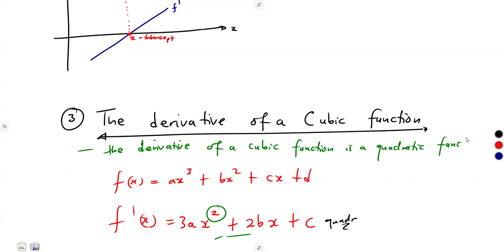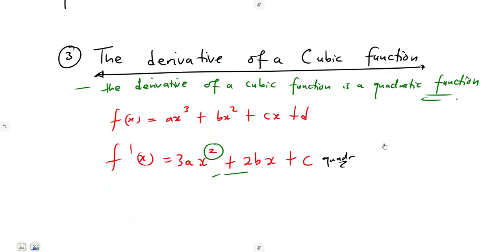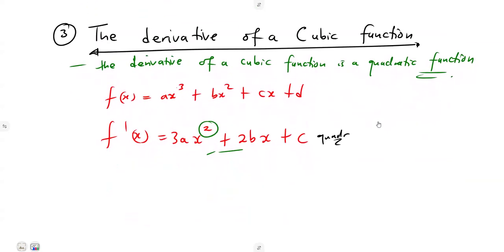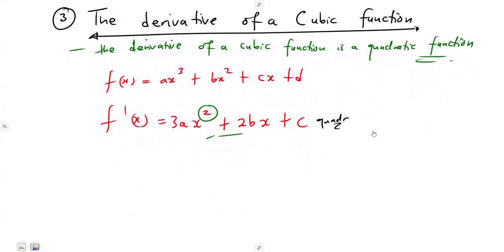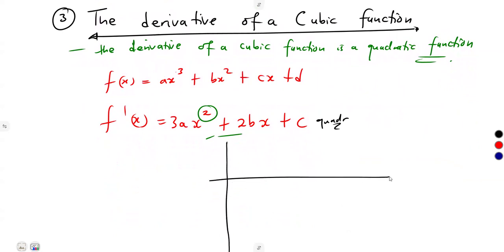Is a quadratic what? Is a quadratic function. This is the idea that you are going to use. So I'm just going to give you an example of a cubic function where a is greater than 0, like this. So let's say you were having a cubic function. We have got a cubic function like this.